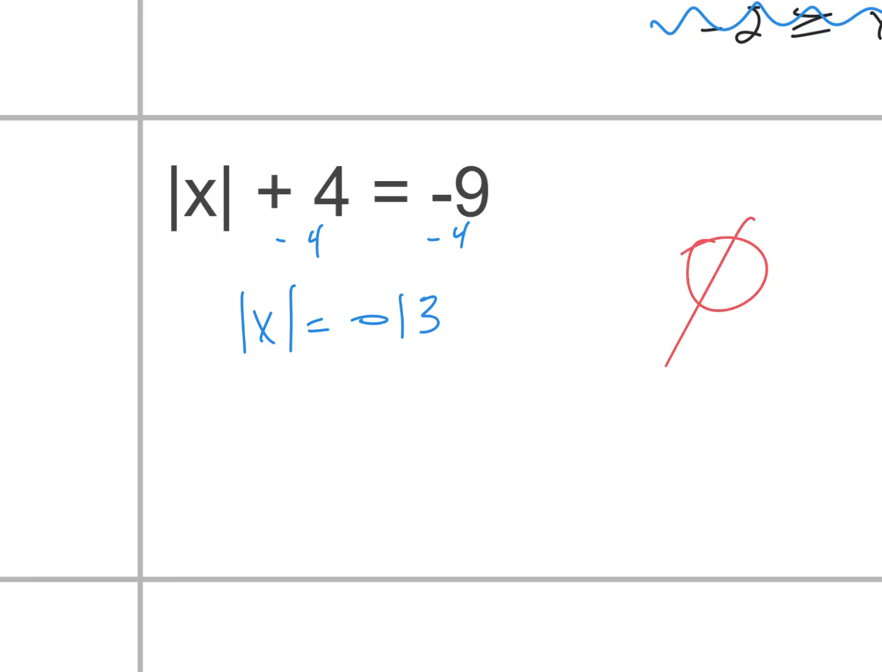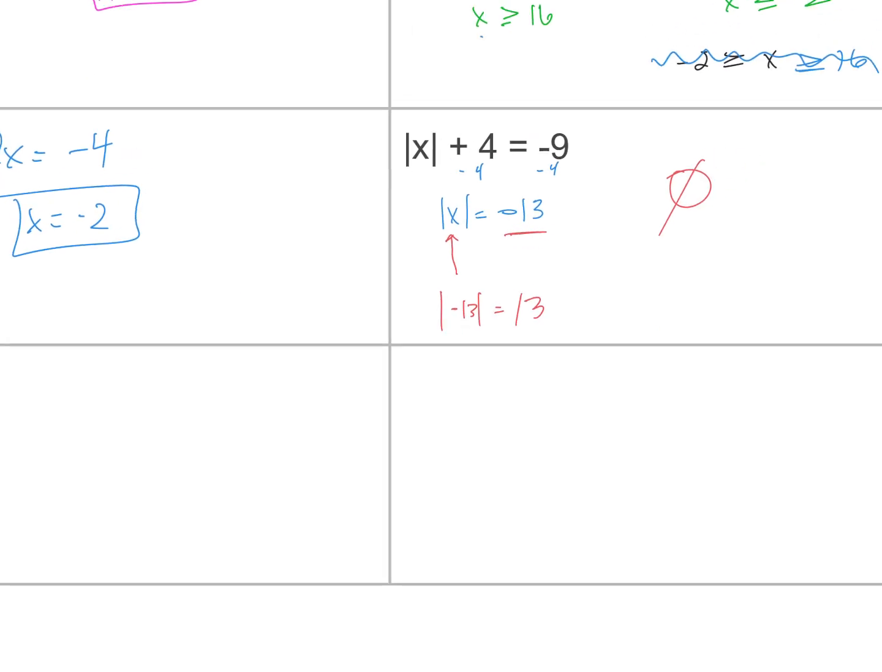Because think of a number you could plug in here to get the result of negative 13. Okay, well, what about the absolute value of negative 13? No, that would be positive 13. There's no number you can plug into an absolute value that will produce a negative number, right? Of course, I hear you saying, well, what if there's a negative out front? Well, then our absolute value is not by itself if there's a negative out front, right? So it doesn't really work. So this is no solution.